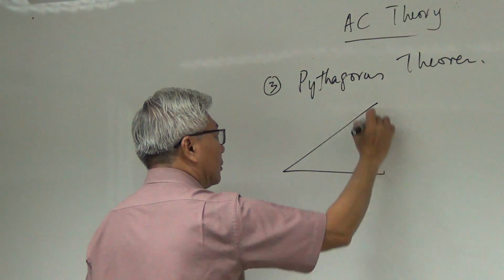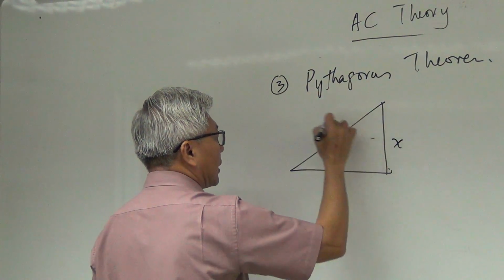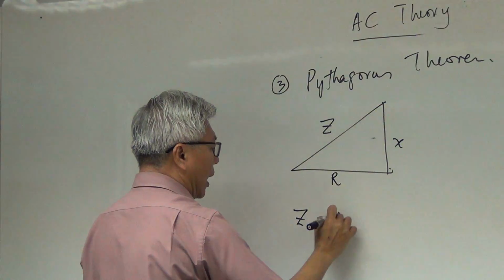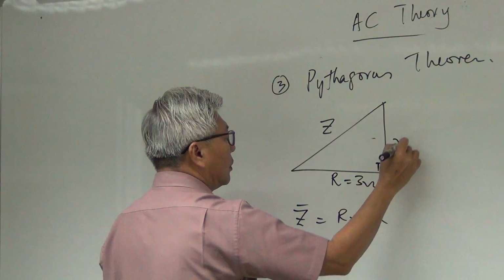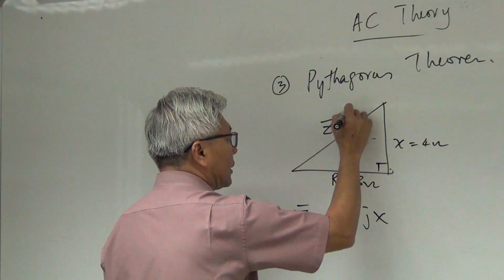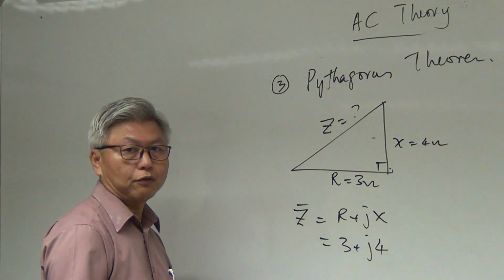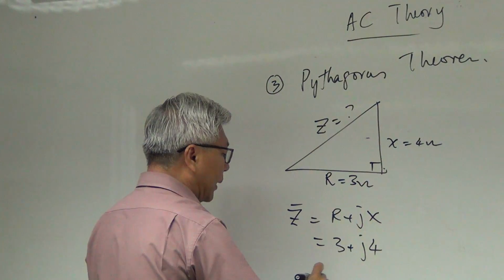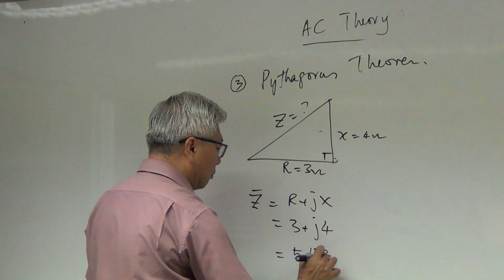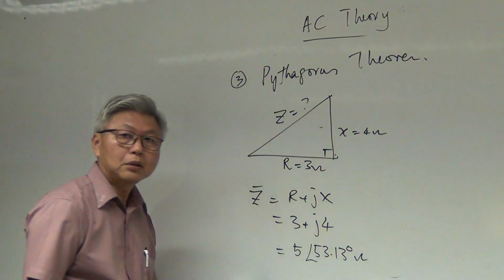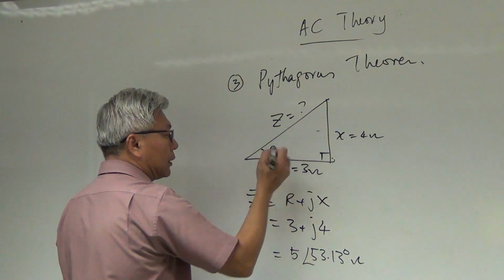Okay? Now, if I have R, X, and this is Z. So we see Z is equal to R plus jX, right? If this is 3 ohm and this is 4 ohm, then what is this? Then you say this is equal to 3 plus j4, because it's pointing up. So using Pythagoras theorem, or your calculator, it will give you 5 ∠53.13 degree ohms.